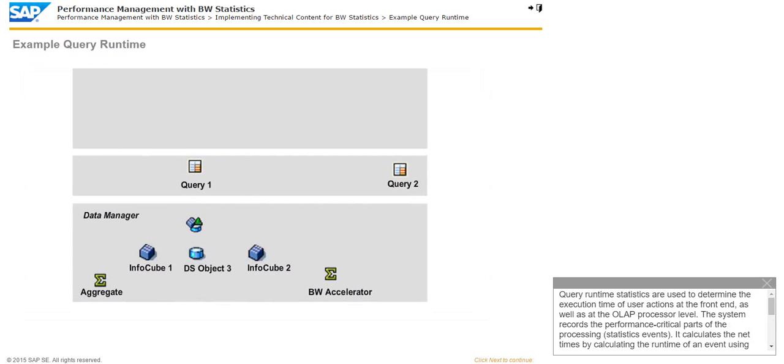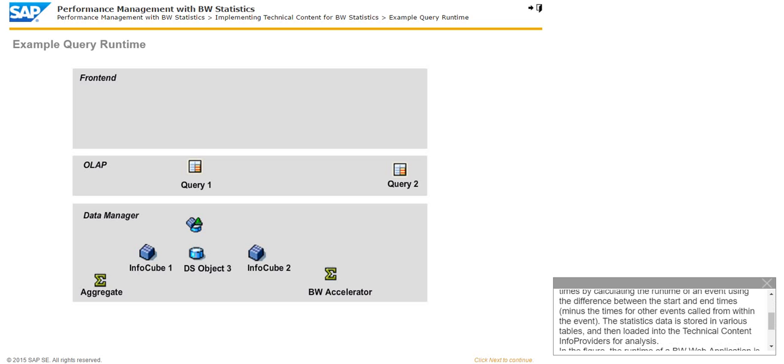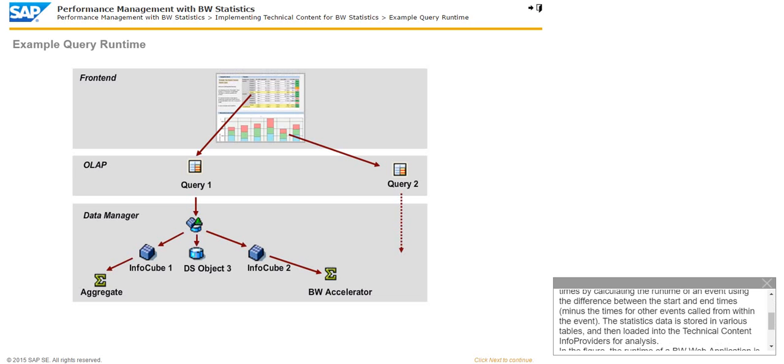Query runtime statistics are used to determine the execution time of user actions at the front end as well as at the OLAP processor level. The system records the performance critical parts of the processing, that is, statistics events. It calculates the net times by calculating the runtime of an event using the difference between the start and the end times, minus the times for other events called from within the event. The statistics data is stored in various tables and then loaded into the technical content info providers for analysis.